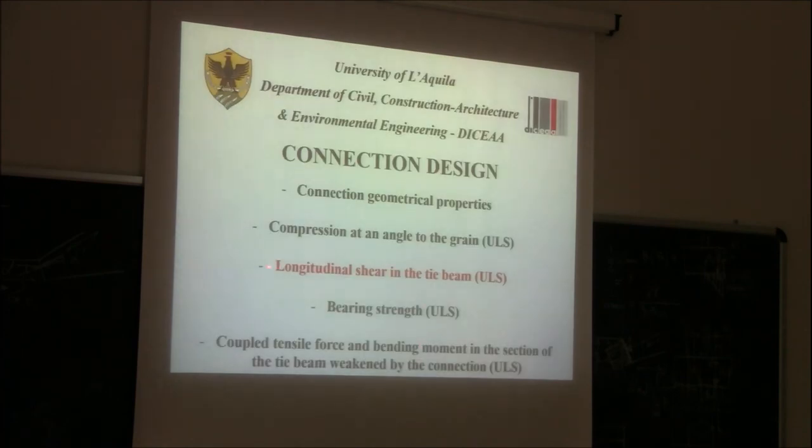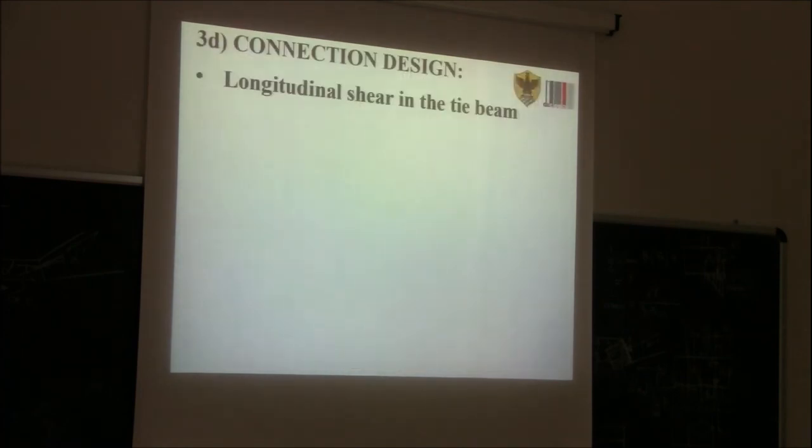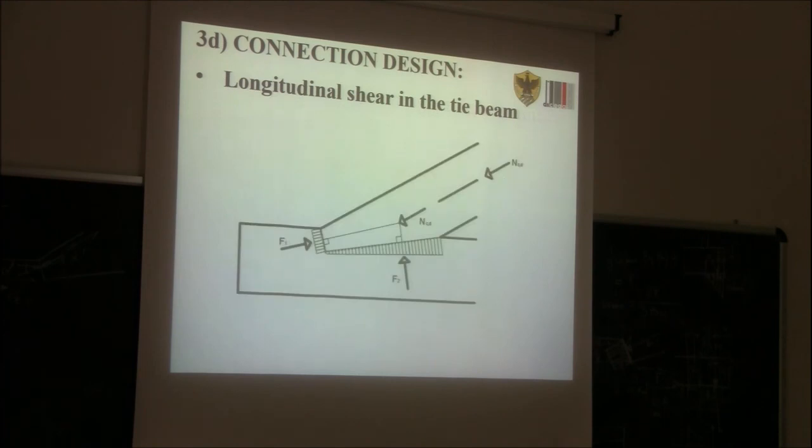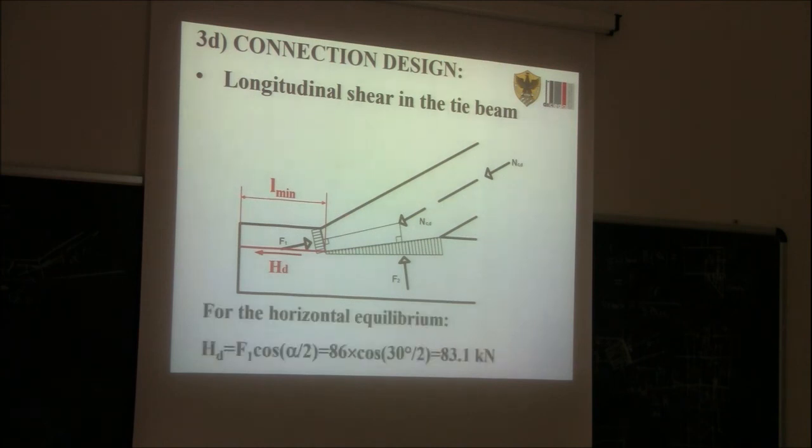Then we need to move to longitudinal shear, tie beam. So we need to check that the ultimate limit state of longitudinal shear is satisfied along the surface. We need to calculate this horizontal component of the force, which we can call HD. Consider L min as the length of verification. So for the horizontal equilibrium, HD will be F1 times cos of alpha divided by 2. So 86 times cos of 15, 83.1 kilonewtons.